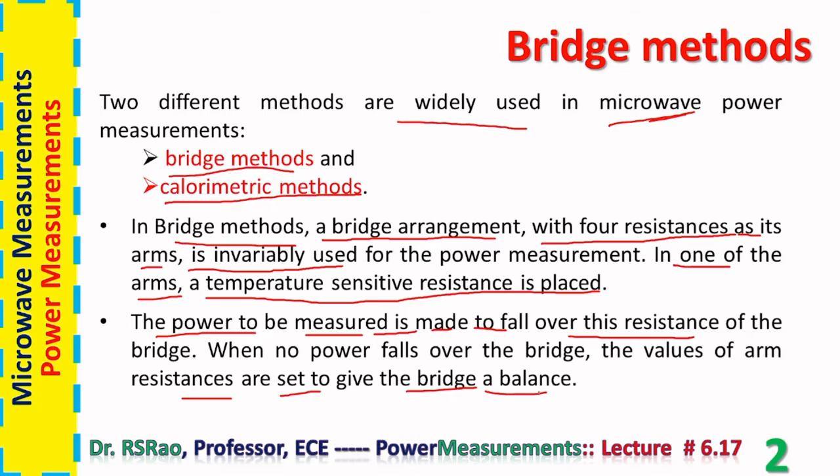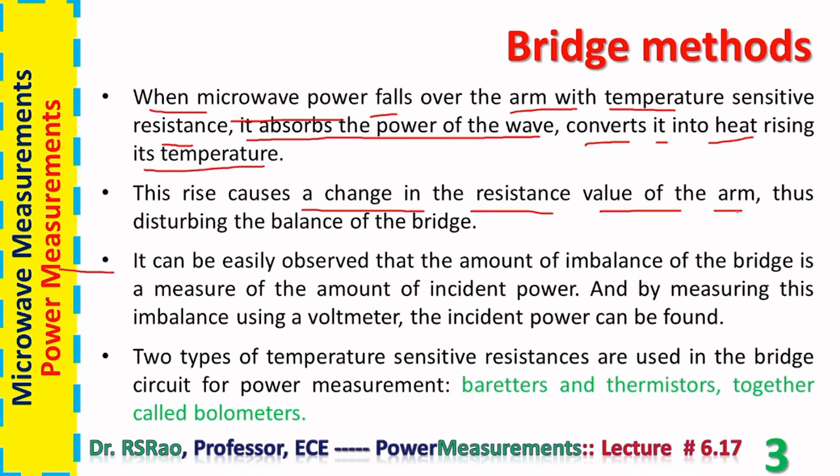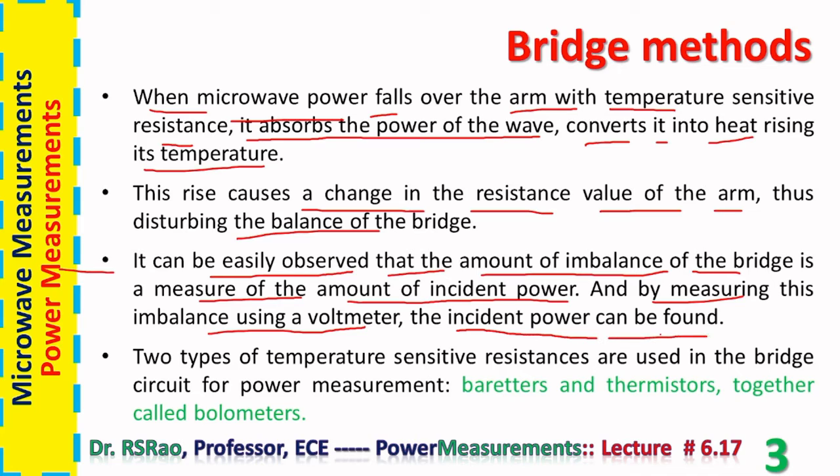When power falls, naturally, a certain amount of unbalance sets in. When microwave power falls over the arm with the temperature sensitive resistance, it absorbs the power of the wave, converts it into heat, raising its temperature. This rise causes a change in the resistance value of the arm, thus disturbing the balance of the bridge. It can be easily observed that the amount of imbalance of the bridge is a measure of the amount of incident power. By measuring this imbalance using a voltmeter, incident power can be determined.